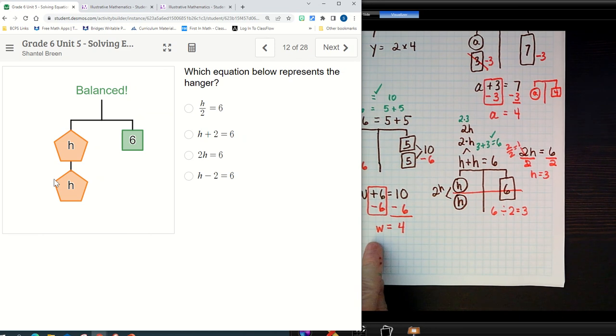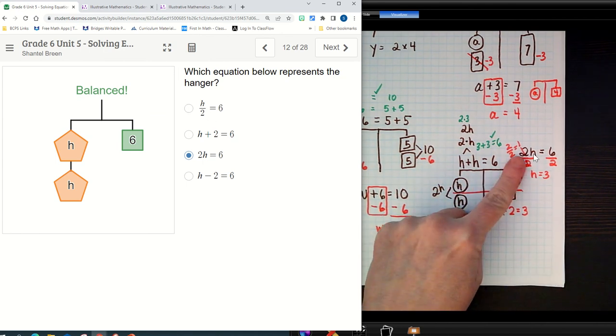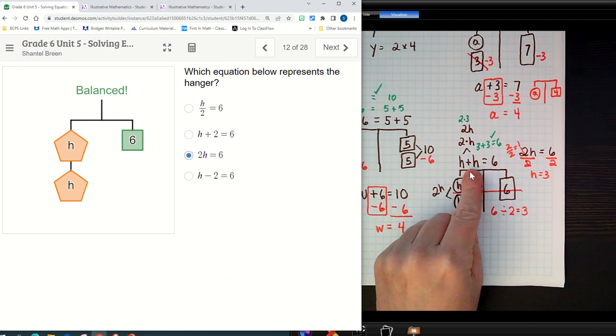All right, so 2 H's equals 6. Look for 2 H's equals 6. There it is. Be really careful with this because a lot of kids want to pick divide. Yes, we did divide. That's what we did to figure out what H is. But the original equation is 2 H's equals 6. 2H equals 6.